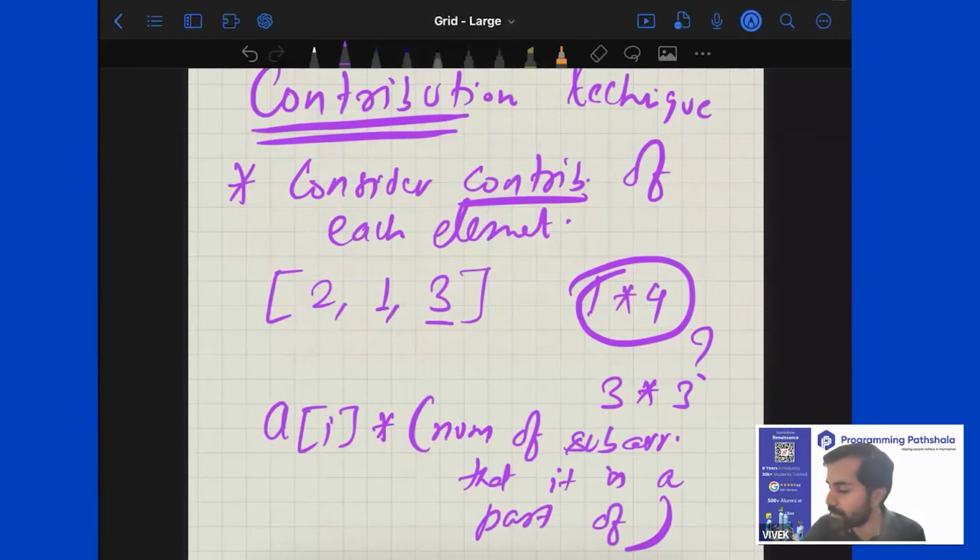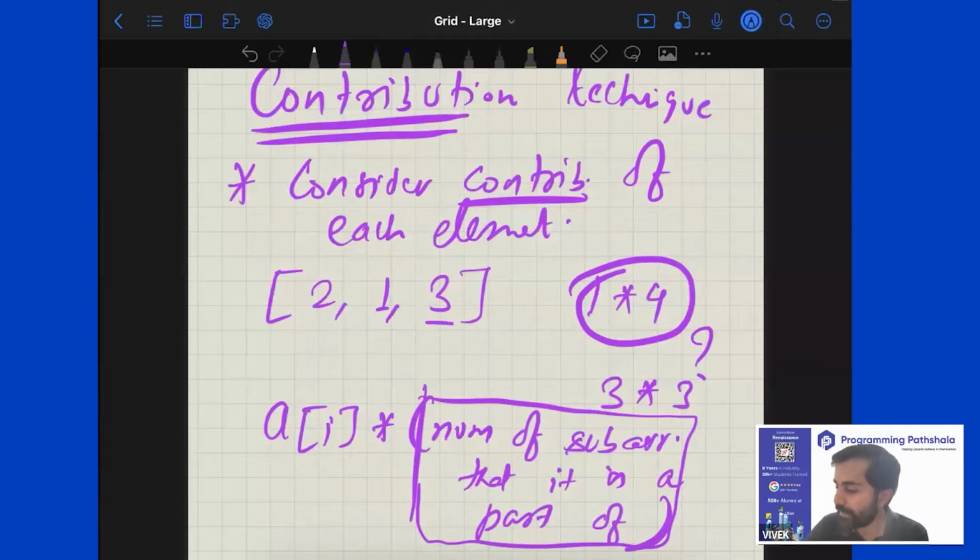Now, all that we have to do is somehow calculate this thing. Can I calculate this thing pretty quickly? Is there a way I can pretty quickly find out how many subarrays would be there which will contain a particular value inside it? What if we have duplicate numbers? No issues. Not at all.